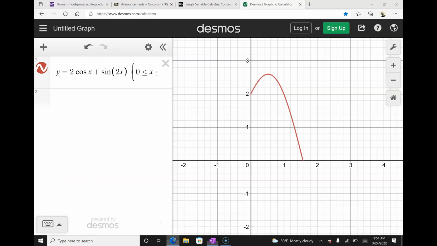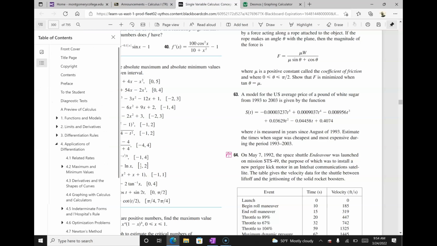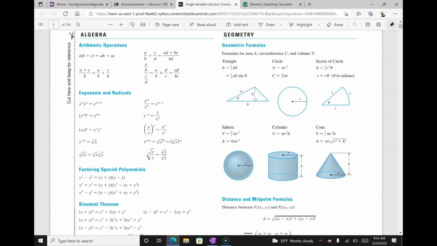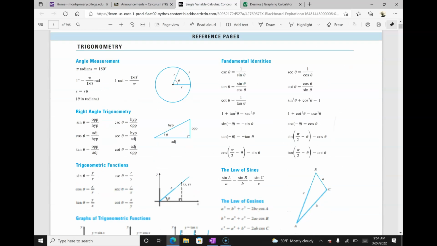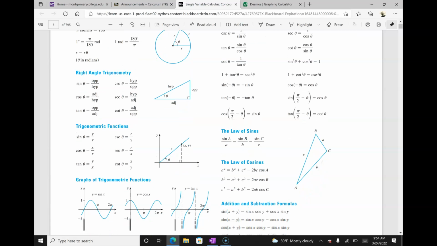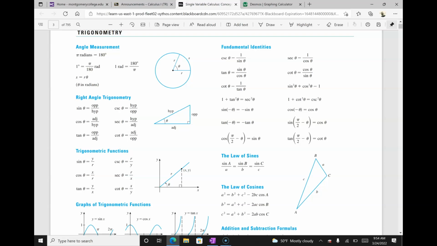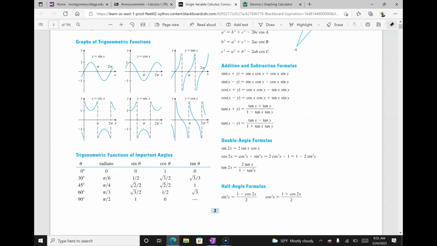Yeah, if you have the textbook, the very first page of the textbook, front and back, has all of this stuff that you should have memorized from trig. Where are my double angle formulas? They're somewhere. Here they are.